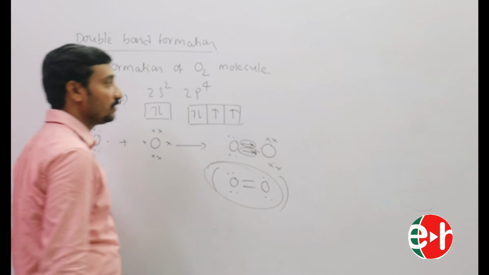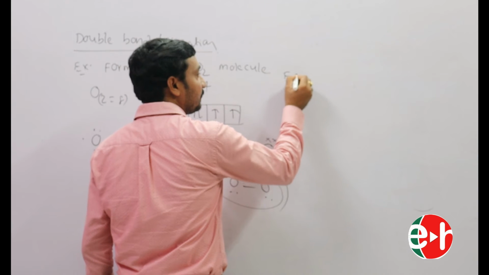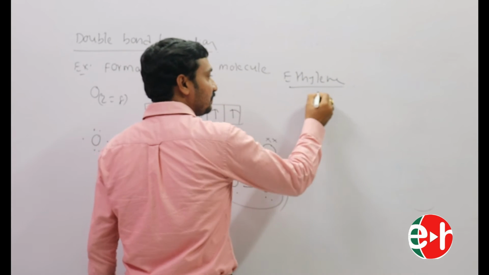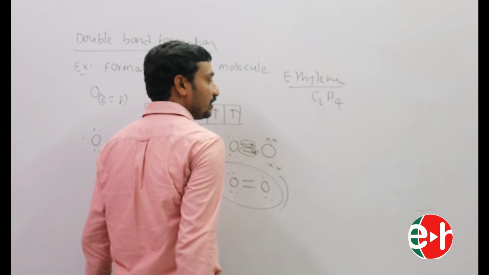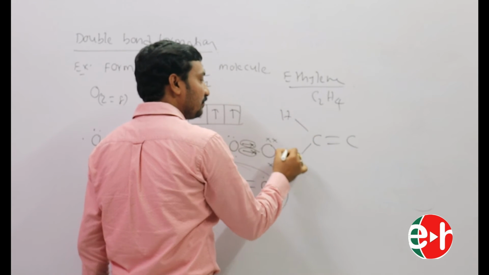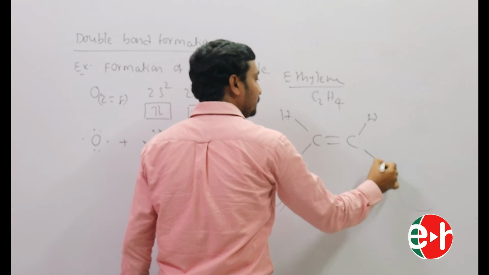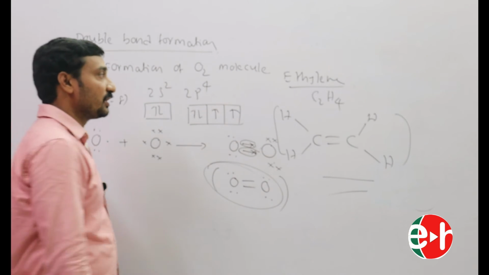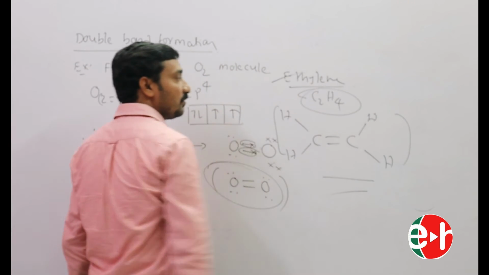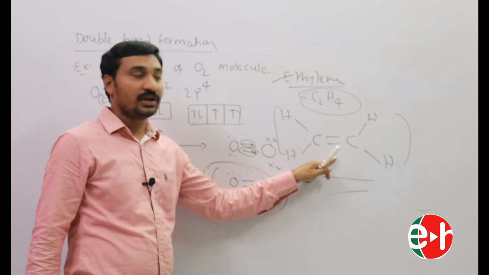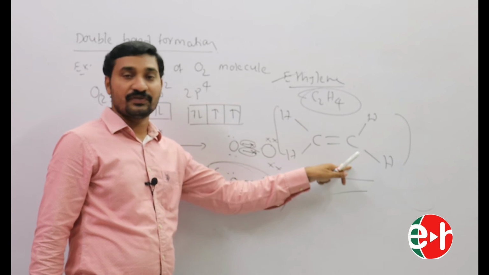One more example of the formation of a double bond: ethylene. Ethylene, C2H4. In between carbon and carbon, a double bond is formed. Between carbon and hydrogen, a single bond is formed. Between carbon and carbon, a double bond is present, and with hydrogen, a single bond is formed.